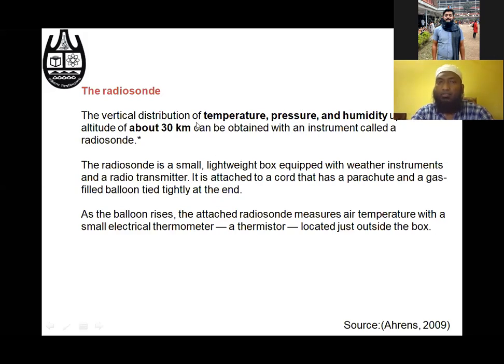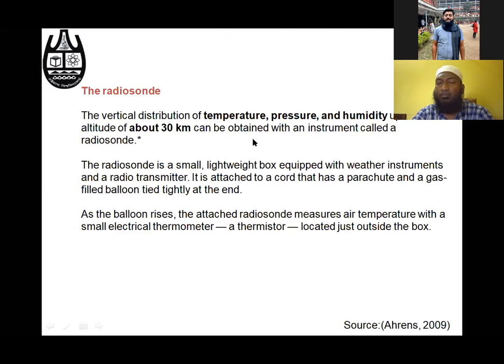So actually this is a balloon that has been sent to the atmosphere, and with the balloon we have attached some instruments such as a thermometer and barometer and many others, so that we can get the information. This is a radiosonde, and this is a light box also. It should be a light box so that it can easily be flown with the balloon, so that it is very light in weight.